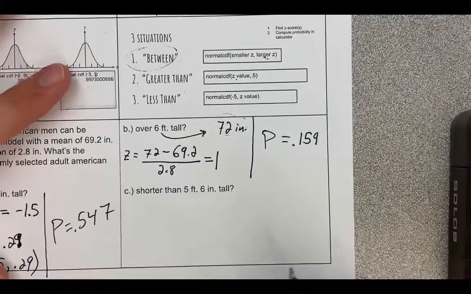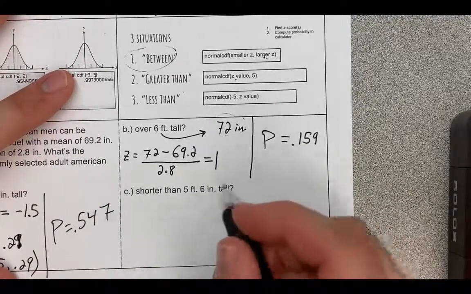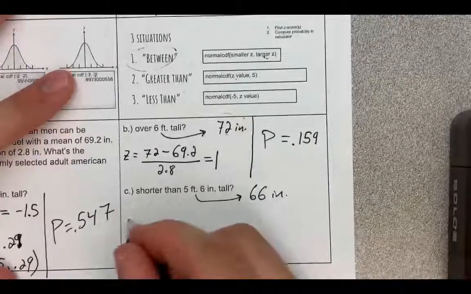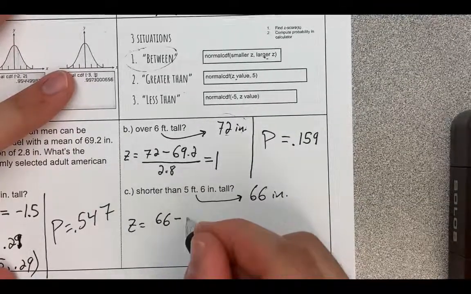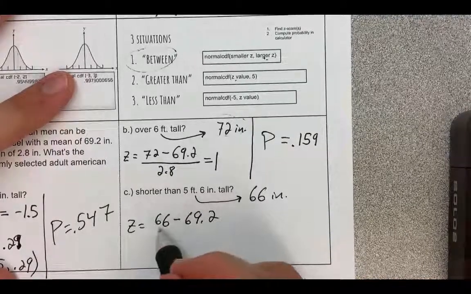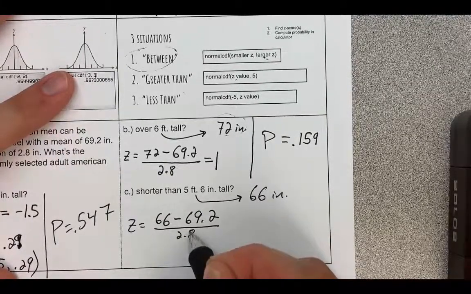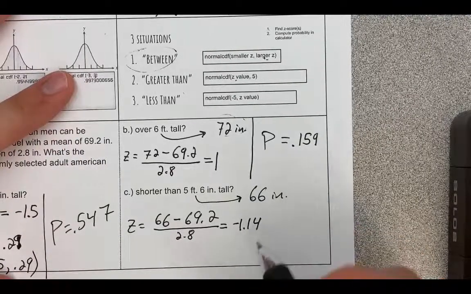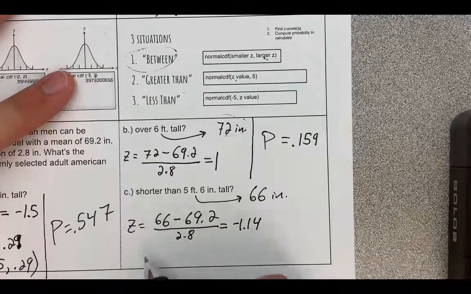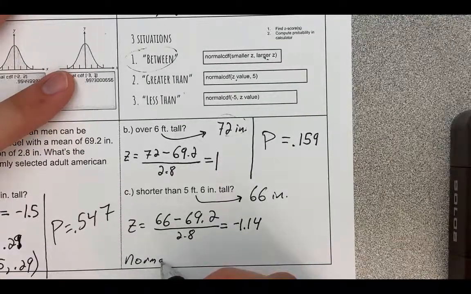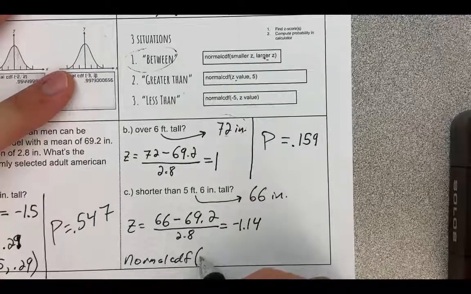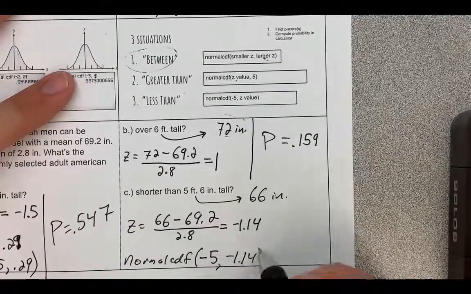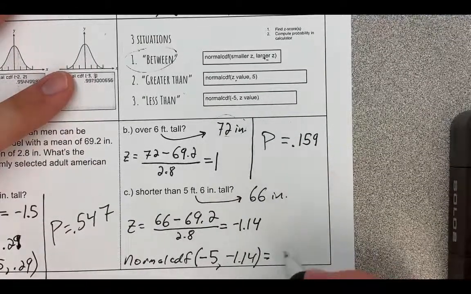All right, let's jump to less than. Shorter than 5 feet 6 inches. Again, we need that in inches, so that turns out to be 66 inches. We'll find our z-score is 66 minus 69.2, all divided by 2.8, and you get negative 1.14 for the z-score. Again, in your calculator, you're going to go normal CDF, just so you've got it in your notes. This is less than, so it will be negative 5, comma, negative 1.14, and you get 0.127 for that.